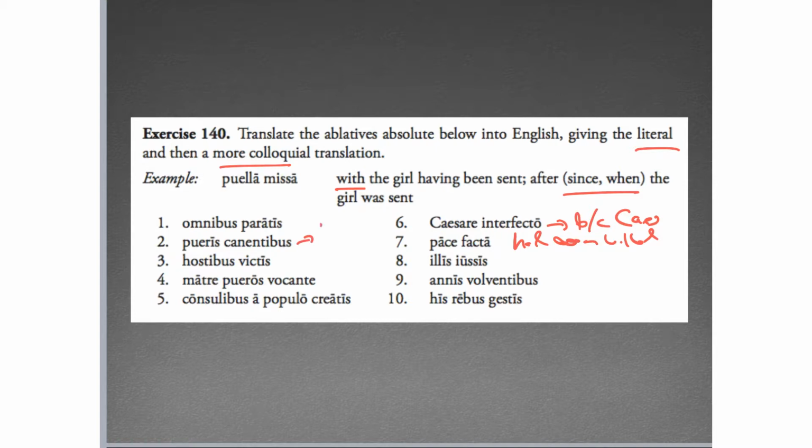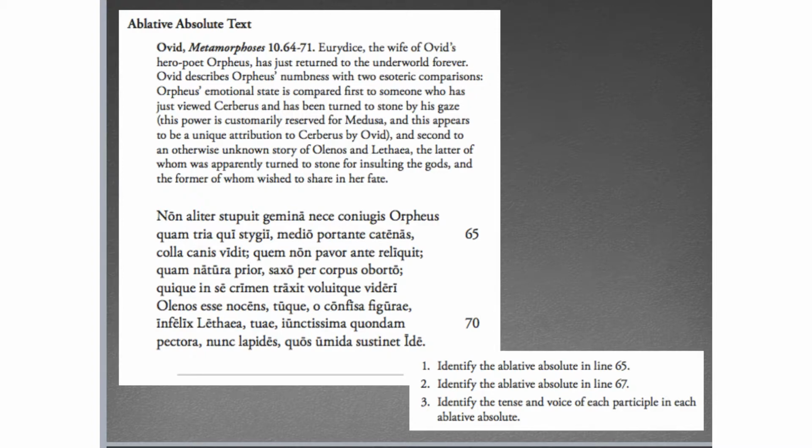Okay, so as the boys are singing. All right, canentibus, there's my present active participle. So as the boys are singing, with the boys singing. All right, so you have a couple more to practice on your own. Here are some actual texts to look at ablative absolutes in. You can see the instructions at the bottom right. So in line 65, there's an ablative absolute.